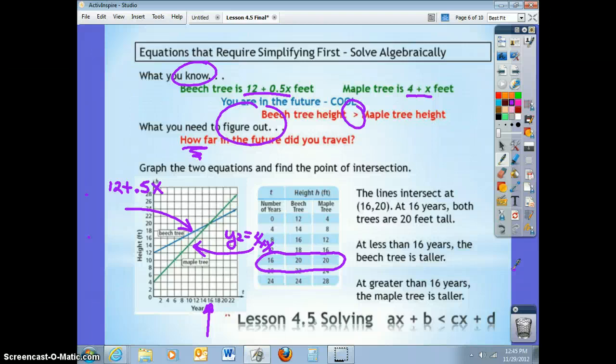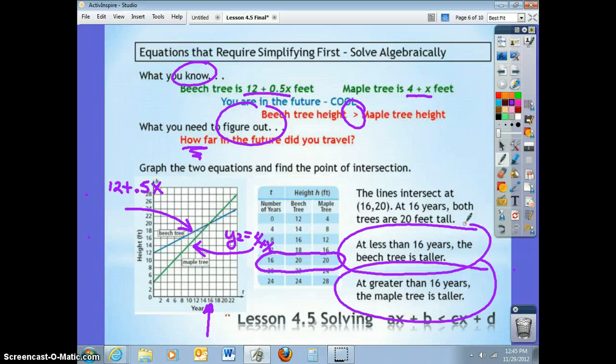After 16 years, the maple tree starts getting taller than the beech tree. So at greater than 16 years, the maple tree is taller. At less than 16 years, the beech tree is taller.